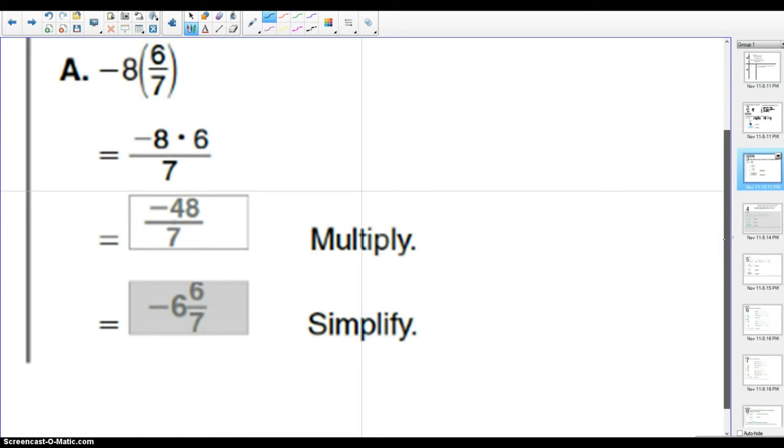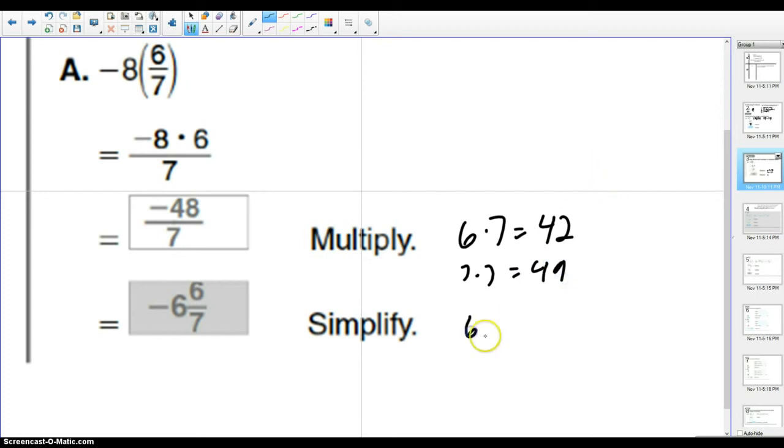Now, the one thing that we didn't do in that last problem is simplify. We always need to make sure we're doing that. So when we simplify this, we say, okay, if I do 6 times 7, I get 42. Now if I do 7 times 7, I get 49. So I can't use that one. So I'm going to have a 6 out front. And to get to 48, I do 48 minus 42, and I get 6 left over. So it's going to be 6/7. So that's -6 and 6/7.